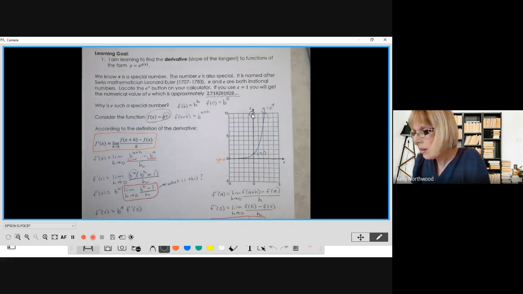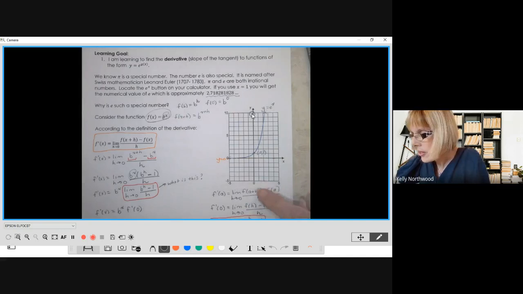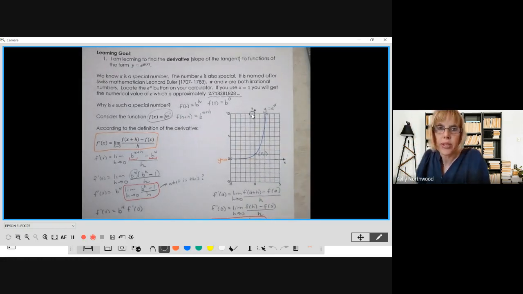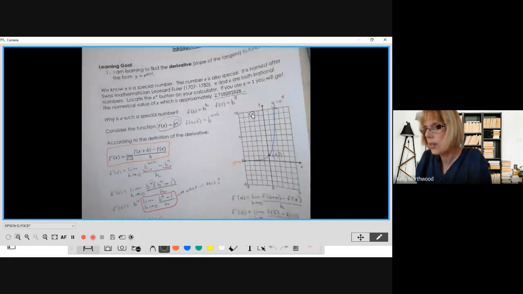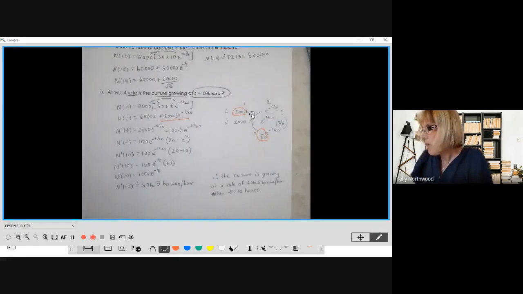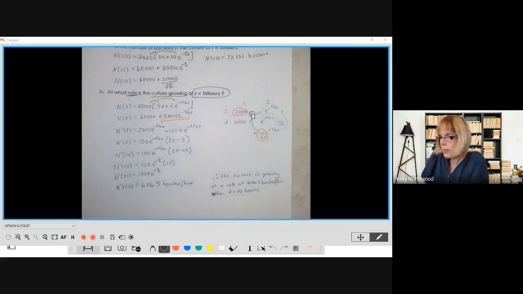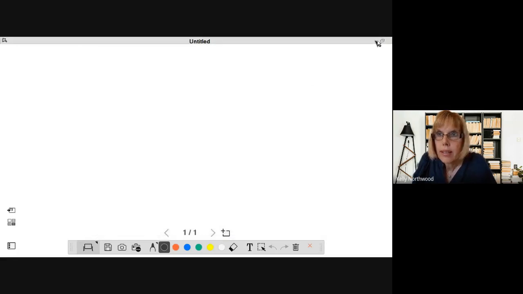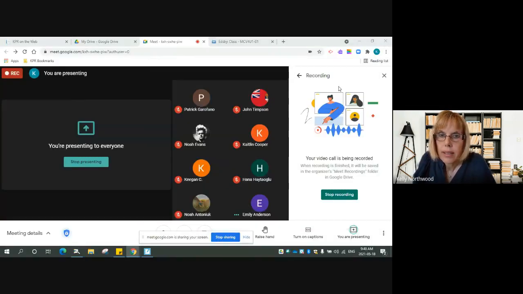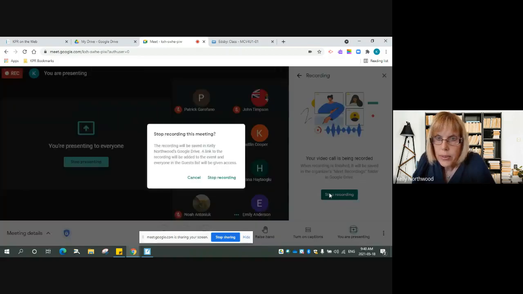And this afternoon, you'll be looking at the inverse, which will be a logarithmic function, the natural log, which also has a really cool derivative. I think you'll really like it. Okay, so I'm going to stop recording and go back. Stop recording.